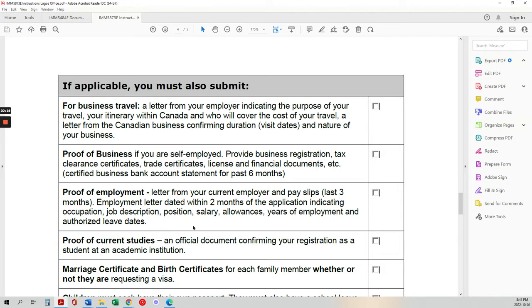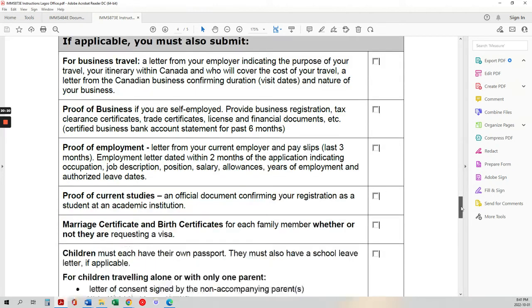Okay, now proof of current studies. Now, if you're a student, you need an official document confirming your registration as a student at an academic institution. Okay, now marriage certificate and birth certificates for each family member, whether they are or not requesting a visa. So if they're on your application, provide proof.